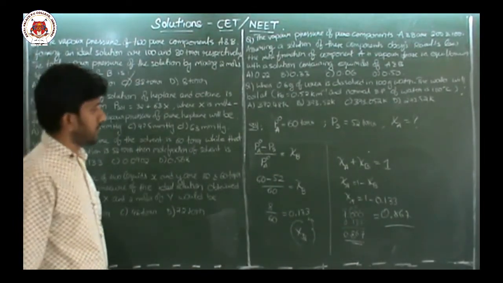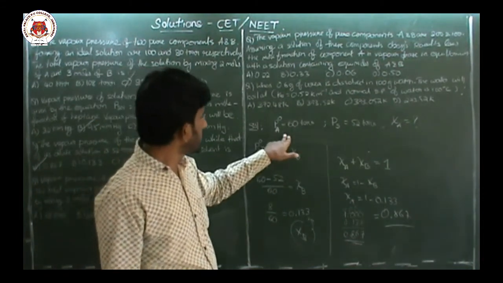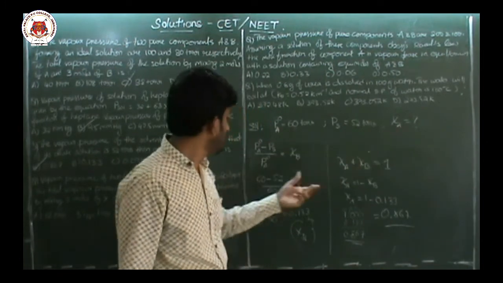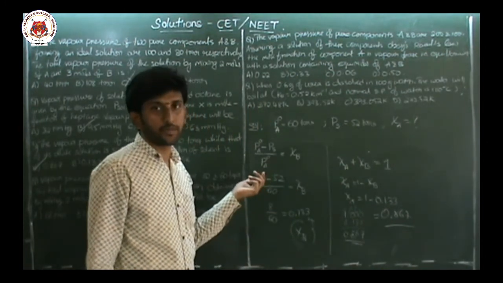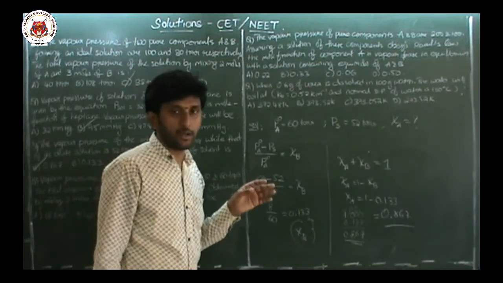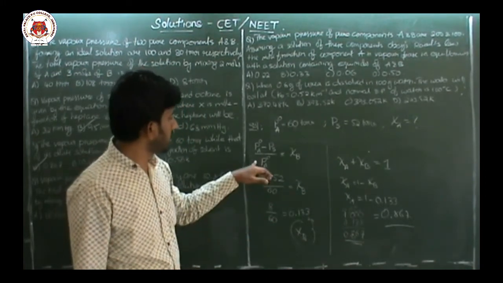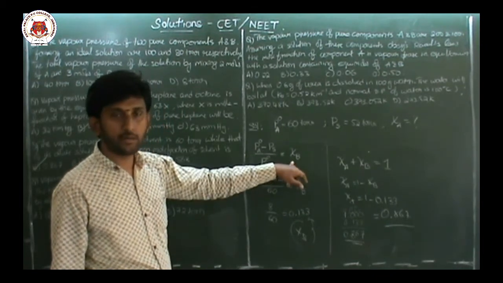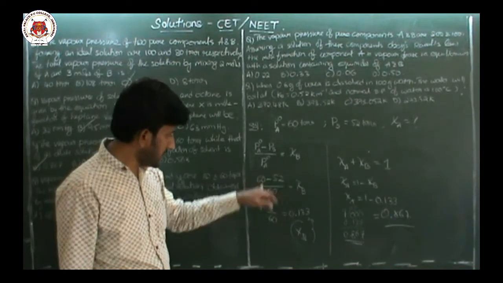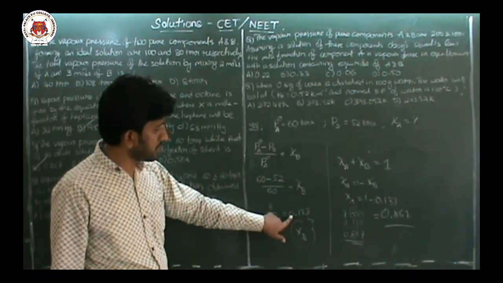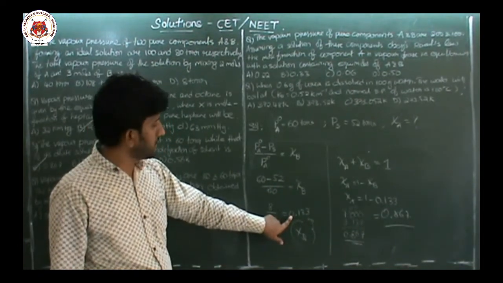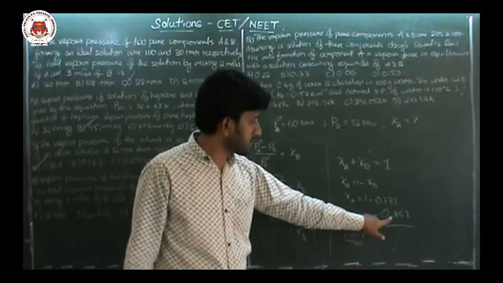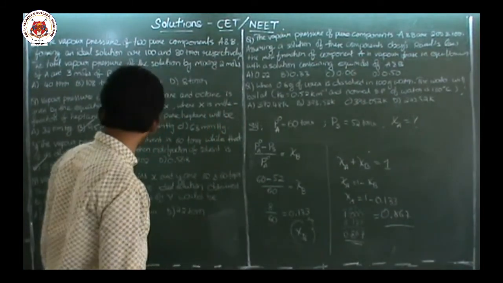So first what we have done: pure solvent pressure and solution pressure are given. They ask for the mole fraction of solvent. For that we are applying Raoult's law, the relative lowering of vapor pressure formula. P naught minus Ps by P naught is equal to the mole fraction of solute. From that, if you calculate the mole fraction of solute, you will get 0.133. And the mole fraction of solvent is equal to 1 minus solute. So the answer is 0.86. Okay, so the option is A.